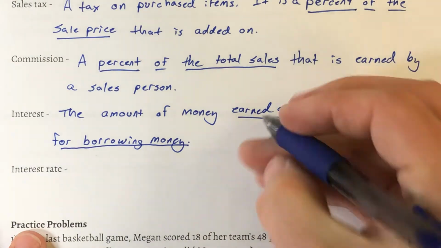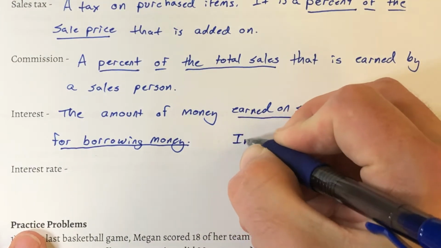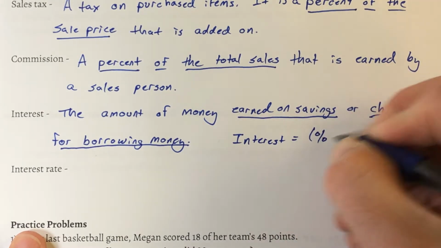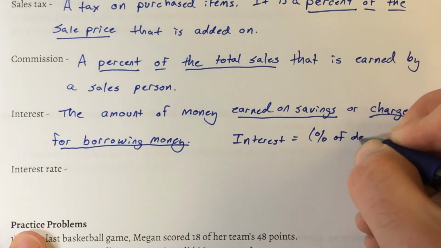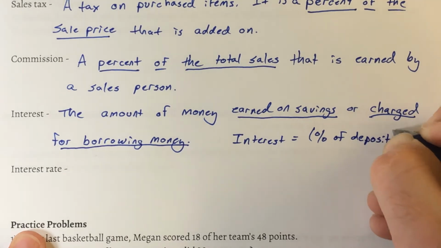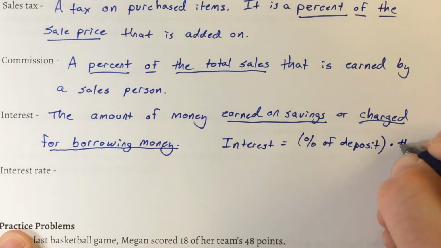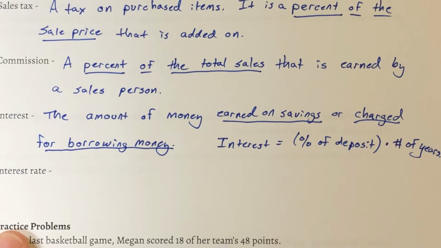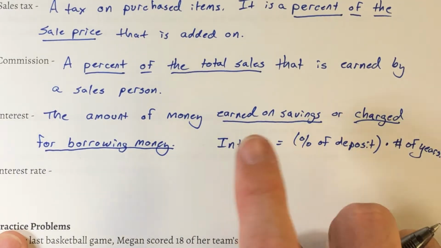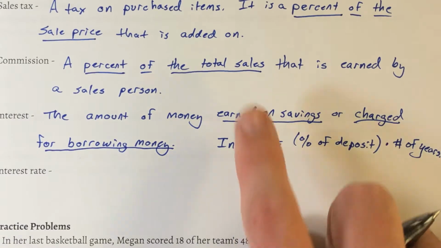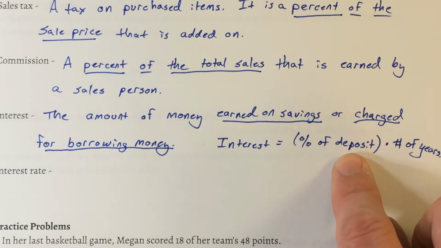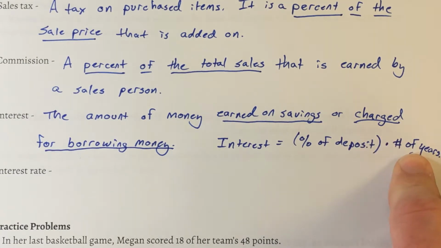A common one, though, is interest equals the percent of deposit times number of years. Again, there are different formulas, but this is a very common one. So you can find your interest, for example, earned on savings by finding the percent of how much money you put in the bank and multiplying it by how many years there are.